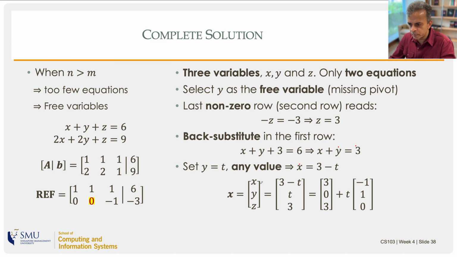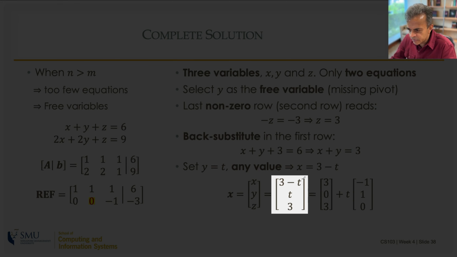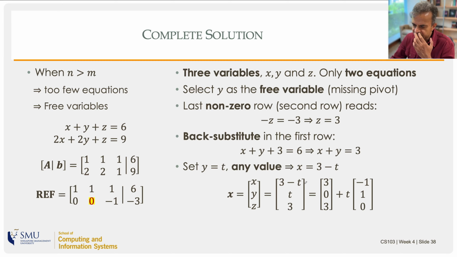So the solution would be X, Y, Z equal to 3 minus T, T, 3. Then what you would do is decompose it into one fixed vector and one vector that is scaled by T. So it looks like 3, 0, 3 and a T multiplying minus 1, 1, 0. If you add them up, you will get this. And this decomposition is not actually very complicated. It's fairly easy to do.